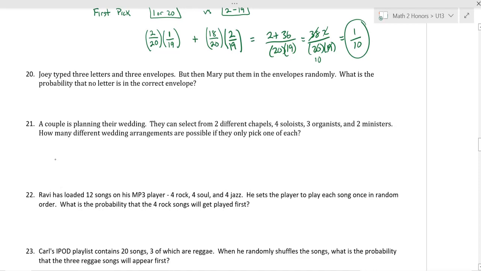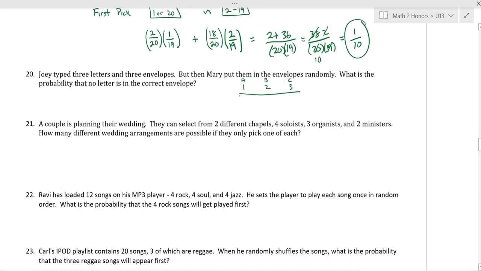All right, Joey typed 3 letters in 3 envelopes. But then Mary put them in the envelopes randomly. What's the probability that no letter is in the correct envelope? Let's say we have 3 letters, 1, 2, and 3. The correct ordering would be letter A goes with 1, letter B goes with 2, letter C should go with 3.